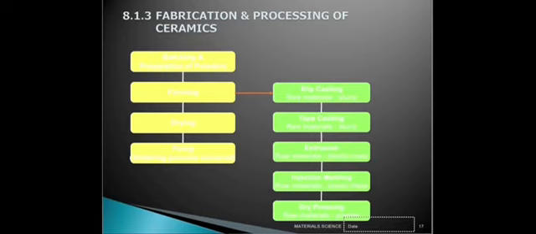So basically, there are 5 different forming processes for advanced ceramics. For slip casting, we use raw materials like slurry. For tape casting, we use raw materials that are also slurry, specifically aqueous slurry. For extrusion, we use raw materials like plastic mass. For injection molding, we also use plastic mass. And for the last one, dry pressing, we use ceramic powder.